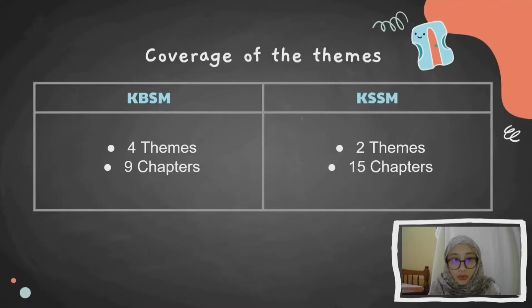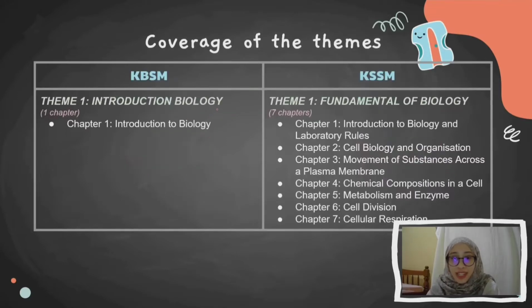So this is the overview of what I am going to discuss with you today. For KBSM, we have 4 themes with 9 chapters. And KSSM, we only have 2 themes, but it consists of 15 chapters. Now, let's take a look at a deeper view of each theme in each syllabus. For KBSM, the first theme is Introduction to Biology.